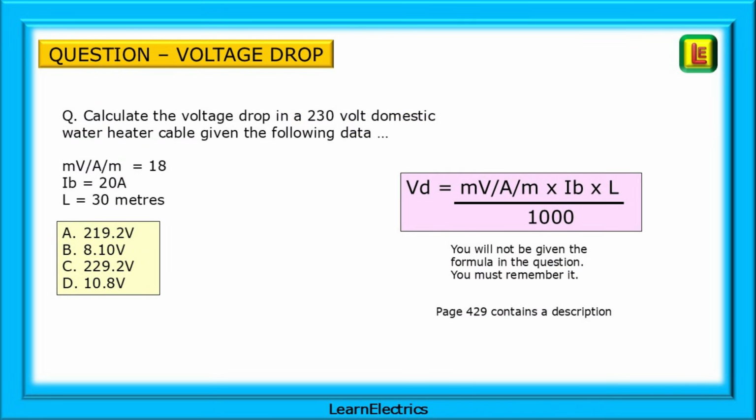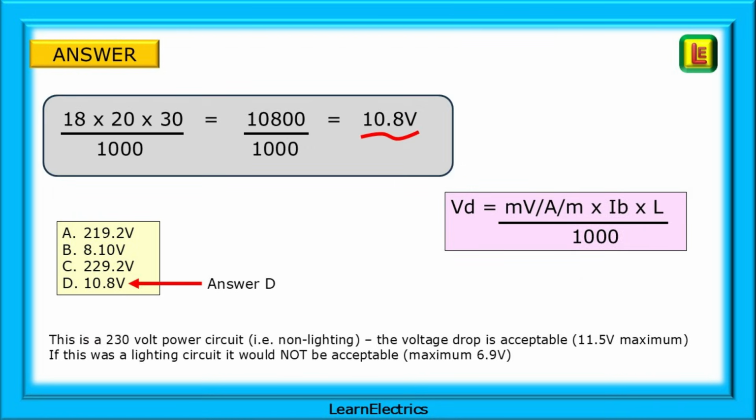A question on voltage drop then. Calculate the voltage drop in a 230 volt domestic water heater cable given the following data. The MVAM number is 18. IB, the design current, is 20 amps and the length of the circuit is 30 meters. Again, the formula is provided for you, but you will not be given the formula in the question. You must remember it. This is a very easy calculation, as shown. The calculation gives an answer of 10.8 volts and answer choice D.